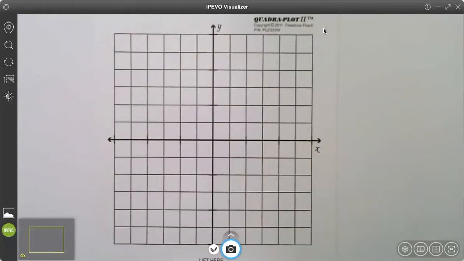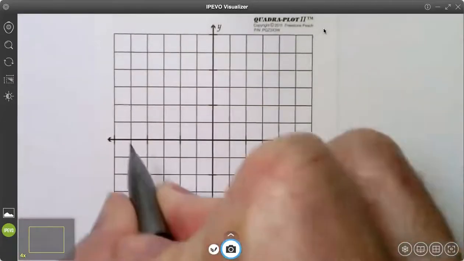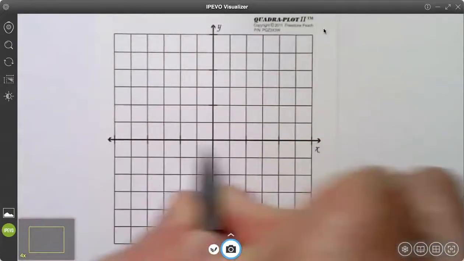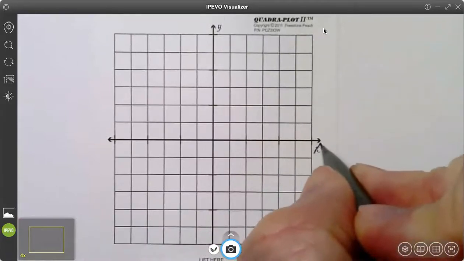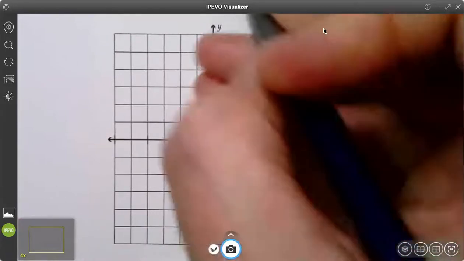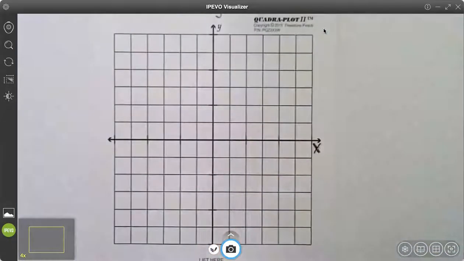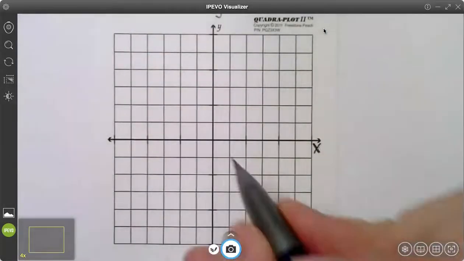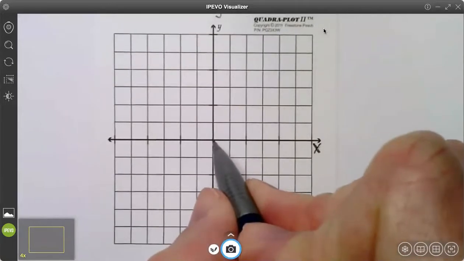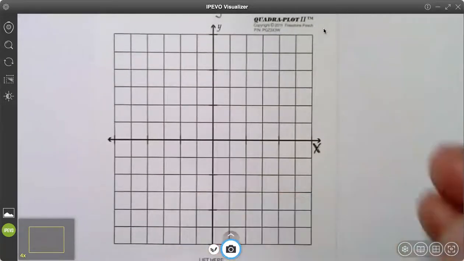This video is on the coordinate plane and intercepts. On the screen, you see a coordinate plane. The coordinate plane consists of two axes. Your x-axis runs left and right horizontally, and your y-axis runs up and down vertically. Where they cross is called the origin.